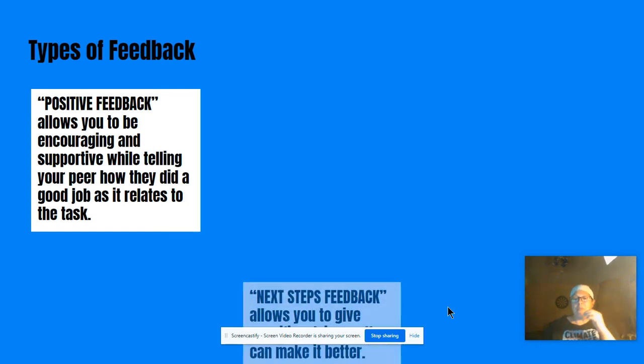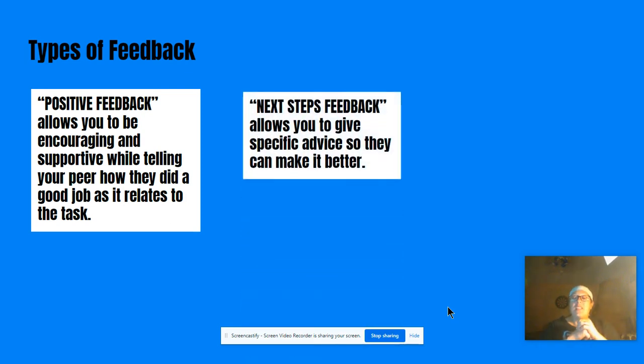The next type of feedback that you are going to give is next steps feedback. And this is the type of feedback that you want to give and receive on your project so that you can improve your project for exhibition. This allows you to hear advice from your peers and allows you to give advice to your peers when you see something that needs to be improved, fixed, or changed.